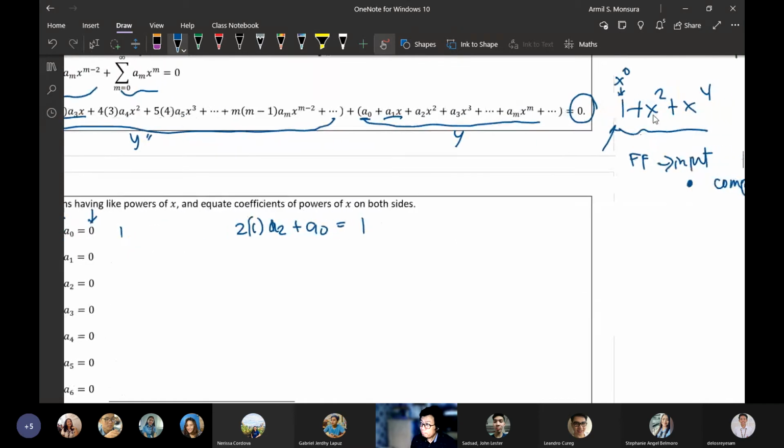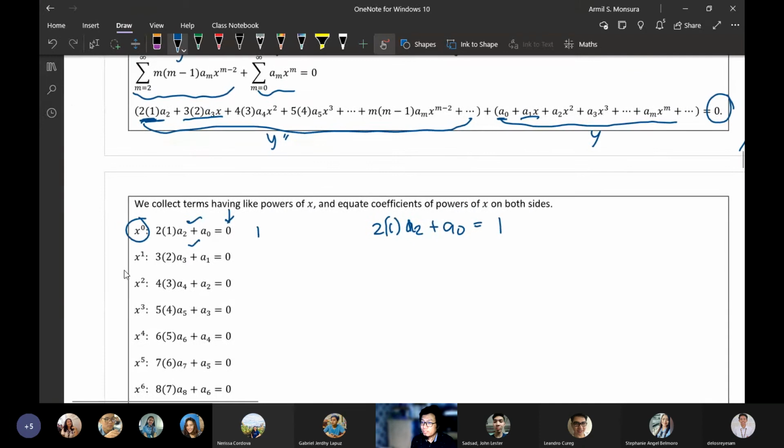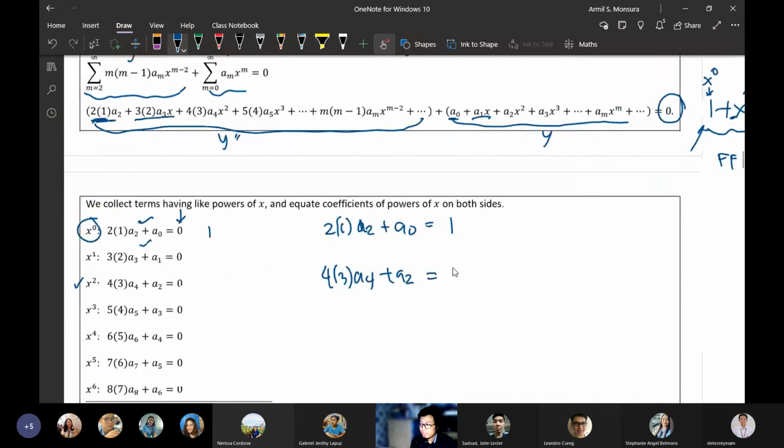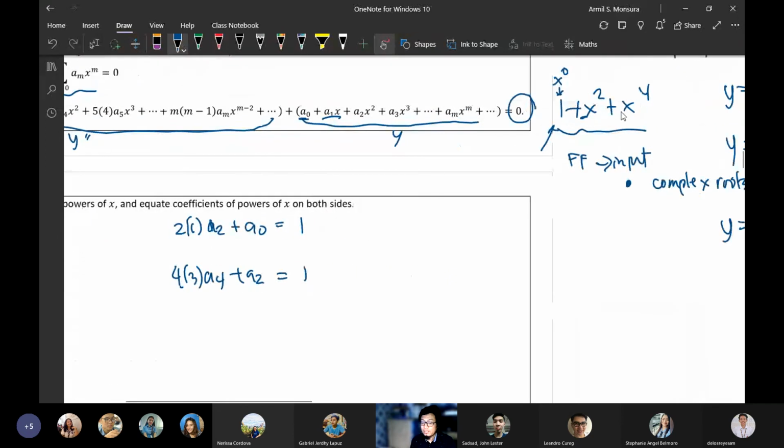Okay. Sundan natin siya for example ng x square. Nasaan yung x square nito? Ito, x square. So yung 4 times 3, a4 plus a2, i-equate dapat natin yan sa coefficient ng x square, which is 1. Okay? Kung may x square, meron ganito sa kabilang side. So we're just equating coefficients.